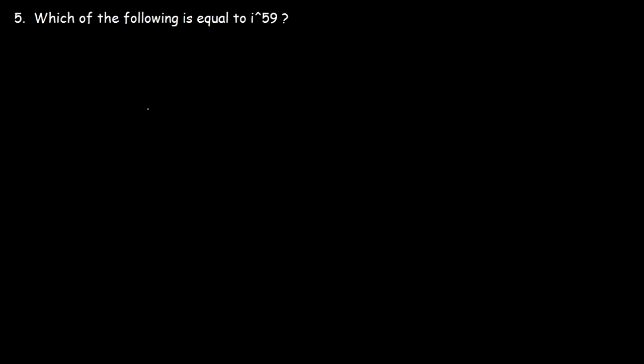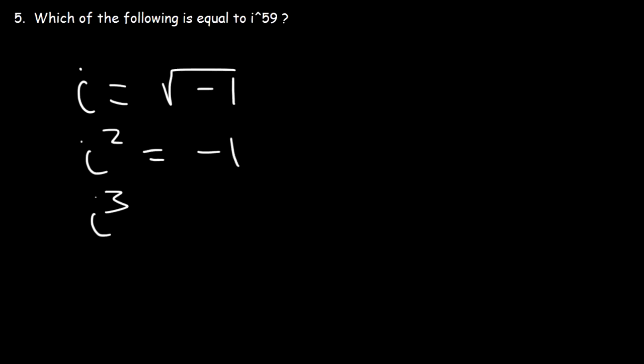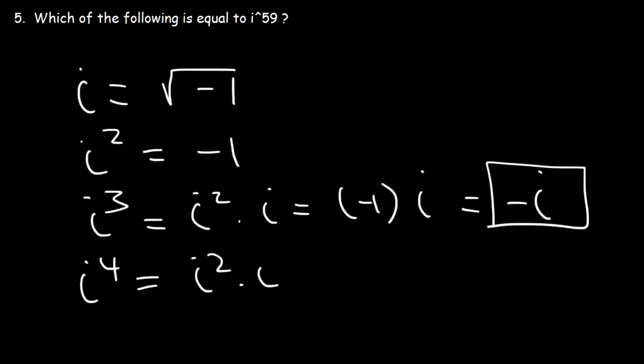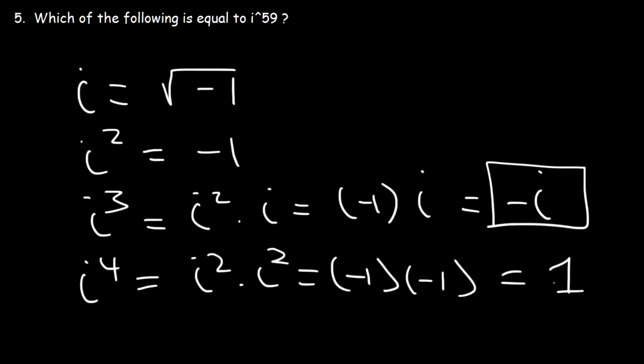So keep this in mind. i is equal to the square root of negative 1. i squared is negative 1. i cubed is i squared times i. i squared is negative 1, so negative 1 times i is negative i. So i cubed is negative i. i to the fourth is i squared times i squared, which is negative 1 times negative 1, and that's positive 1. So make sure you know these four values.